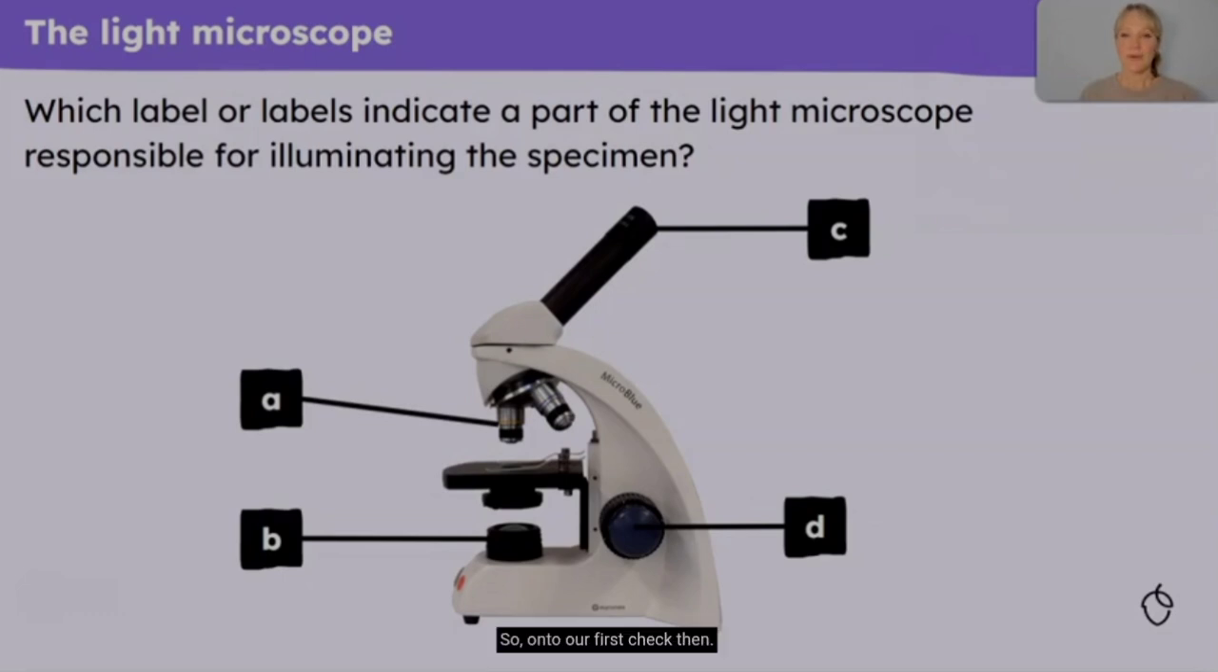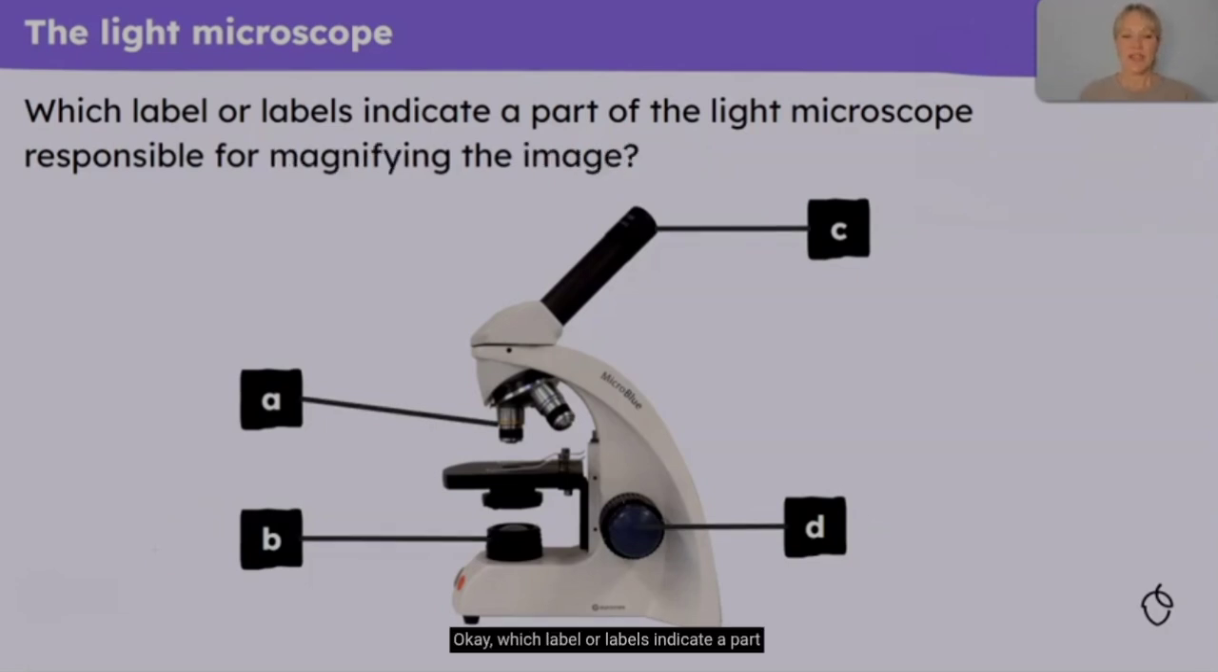So, on to our first check then. Which label or labels indicate a part of the light microscope responsible for illuminating the specimen? I'll give you a moment to think about it, but if you need more time, please pause the video. Okay, did you realise that it was B, the lamp? Excellent, well done.